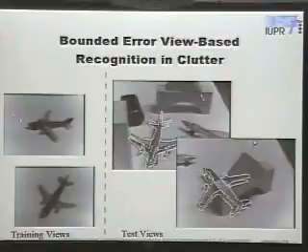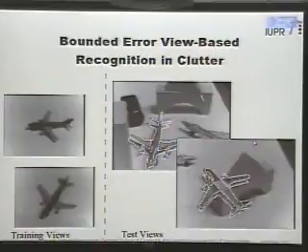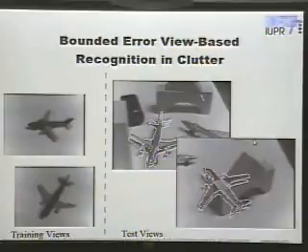And here's a practical application of this, which is not with this version of the algorithm. This is with a very early version, which is bounded error view-based recognition and clutter. The idea here is to take a moderate number of 2D training views and then perform 2D matching in order to find instances of this 3D object in actual scenes. This was the motivation for developing this algorithm, namely to establish that 2D matching is in practice a good way of performing 3D object recognition. But that's a separate and long argument.